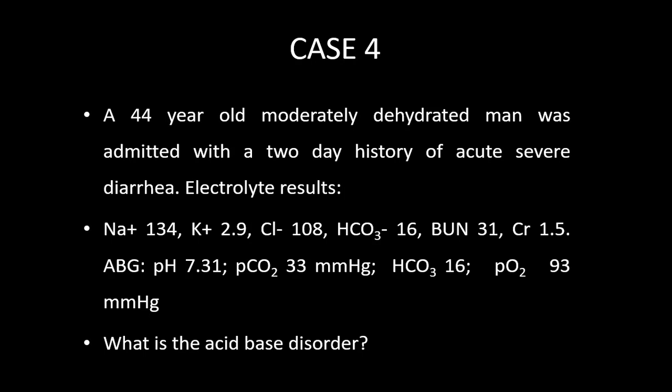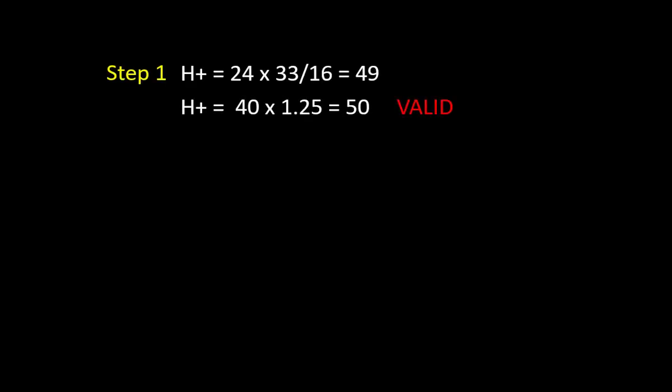A 44-year-old moderately dehydrated man was admitted with a 2-day history of acute severe diarrhea. Electrolyte results are sodium is 134, potassium is 2.9, chloride is 108, bicarb is 16, BUN is 31, creatinine is 1.5. ABG shows pH of 7.31, PCO2 of 33, bicarb of 16 and PO2 of 93 millimeters of mercury. So what is the acid-base disturbance in this patient? What do you think about the validation? It is valid, as you can see.